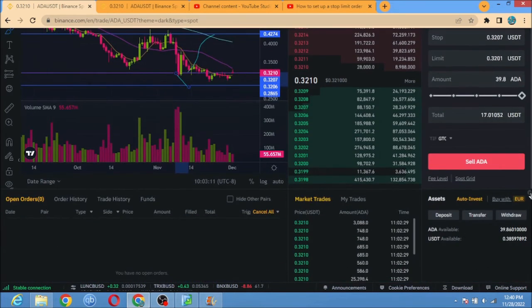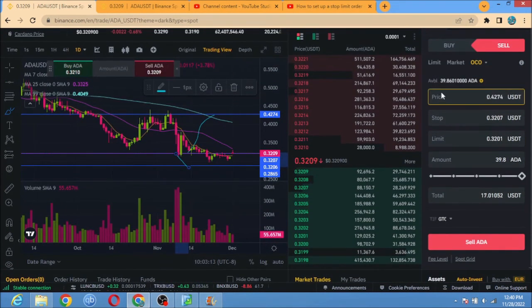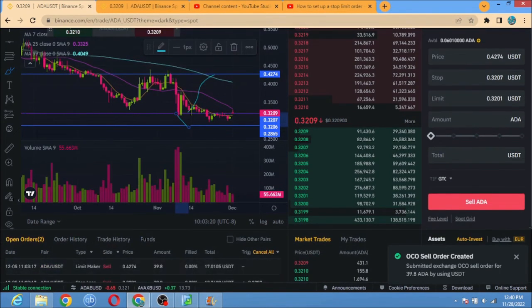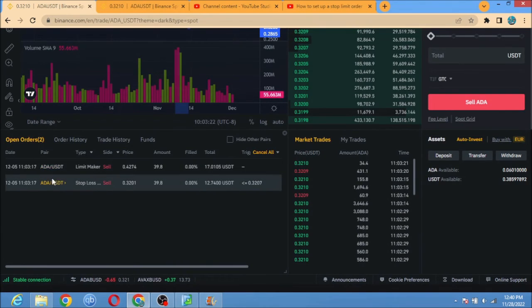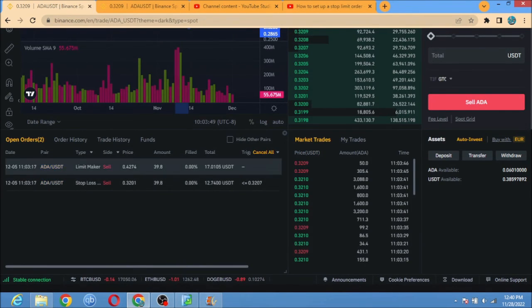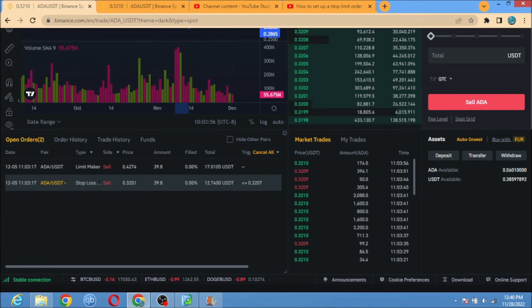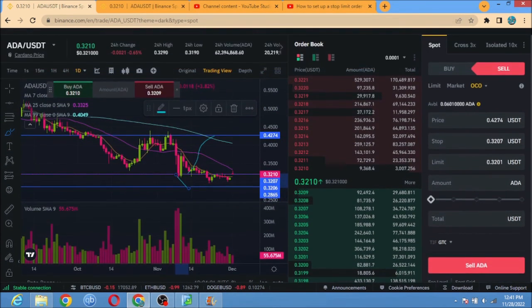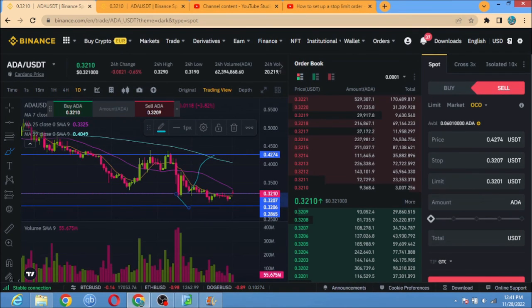Now we are going to sell. You can see this is how you're going to sell. Once you say sell, our orders will be placed, as you can see. These are our orders. There are two, but once one is executed, it will cancel the other one. Here we have the pair, the type, the side, the price, the amount, filled, and total. This is stop loss, this is limit maker. This is how it will look, and you will be done with OCO.